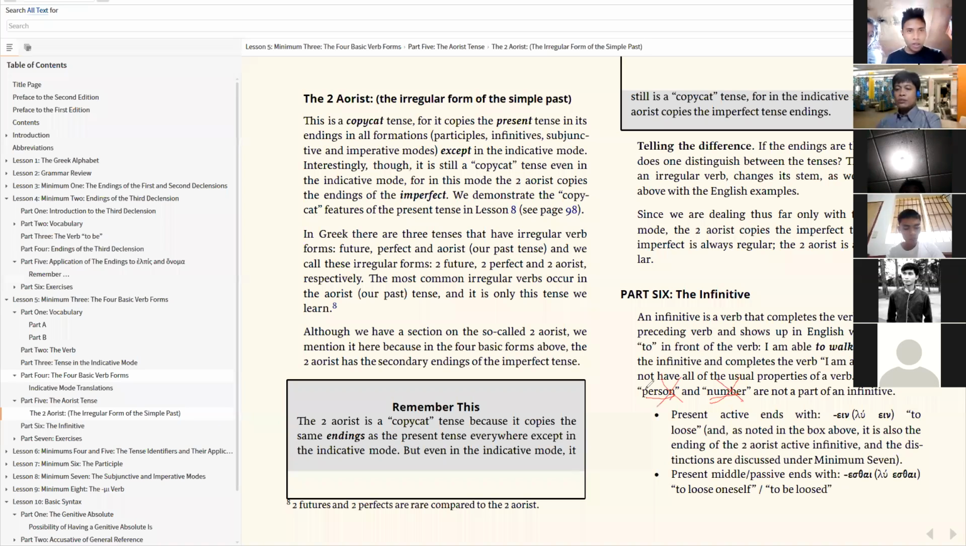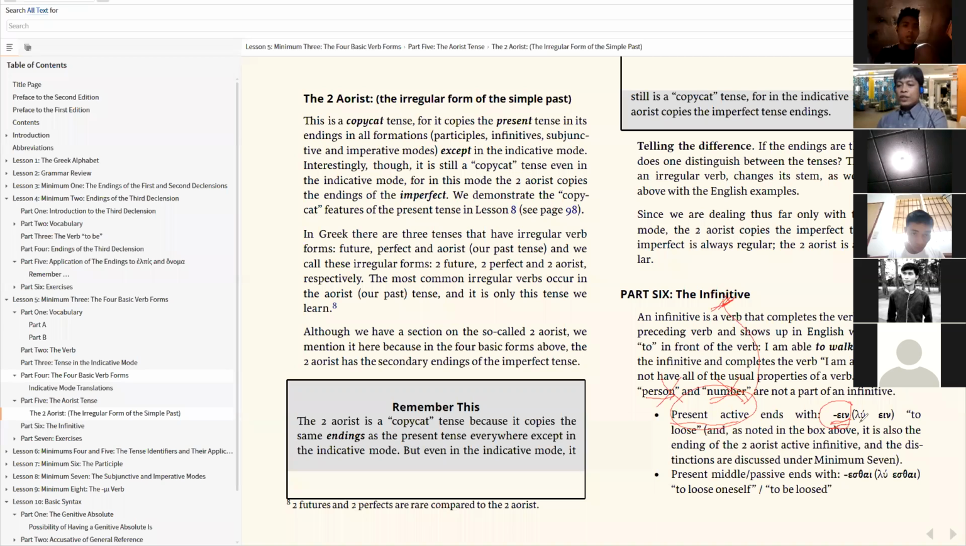All right, so what you have there is only the TVM: tense, voice, and mood. No person and number. So here, the present active ends with the ending of the infinitive, -ein. So when you see -ein attached to a verb for the active, you are going to suspect that it is a present active infinitive. Are you with me? Yes or no?